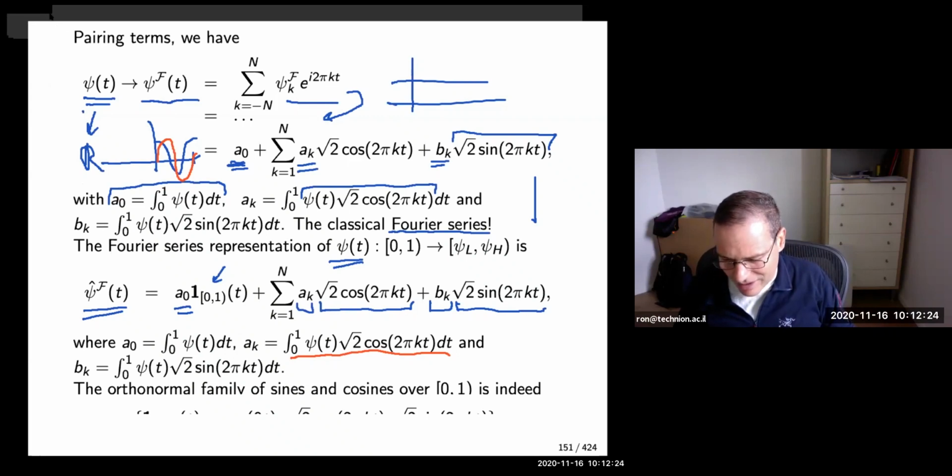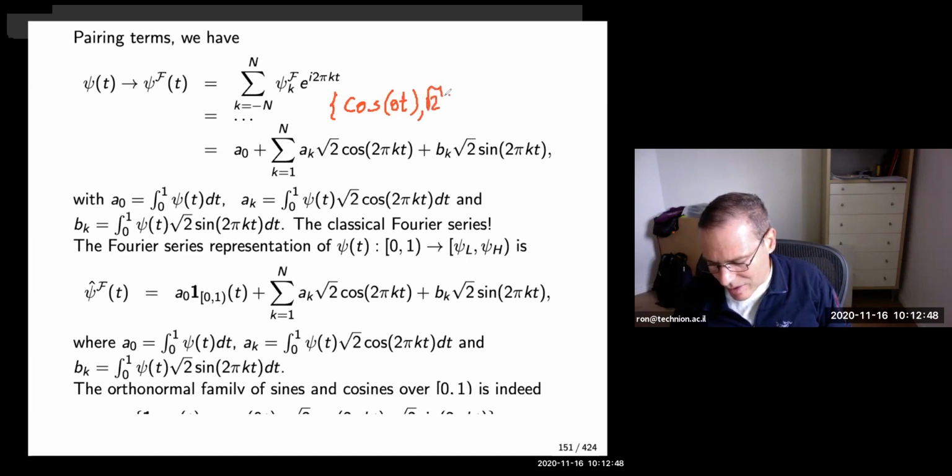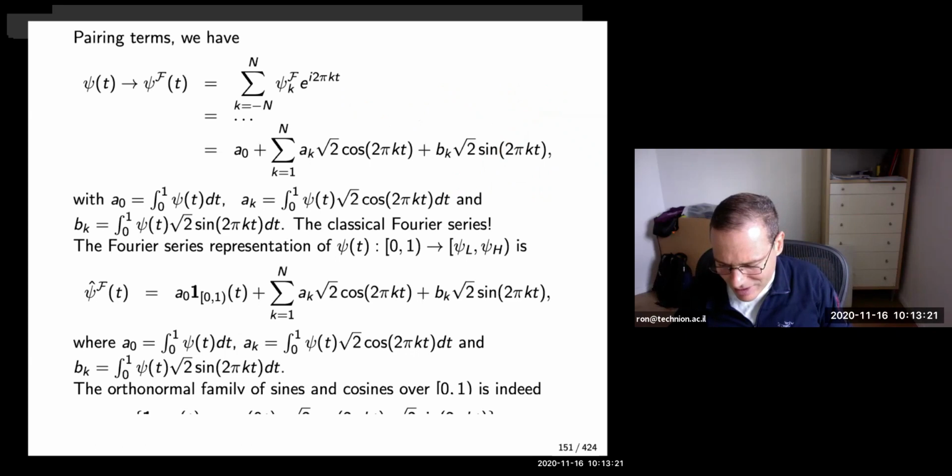Well, let me just tell you about it. In fact, what you have is the following basis that we can project our functions on. The first element of this basis would be nothing but cosine of zero times t. This is the constant, which is equal to one. The next one would be square root of two cosine of two pi kt, for all integer k's between minus n and n. And the next one would be square root of two sine of two pi kt. Okay, so this would be my basis. Okay, so what else can we say about this basis?